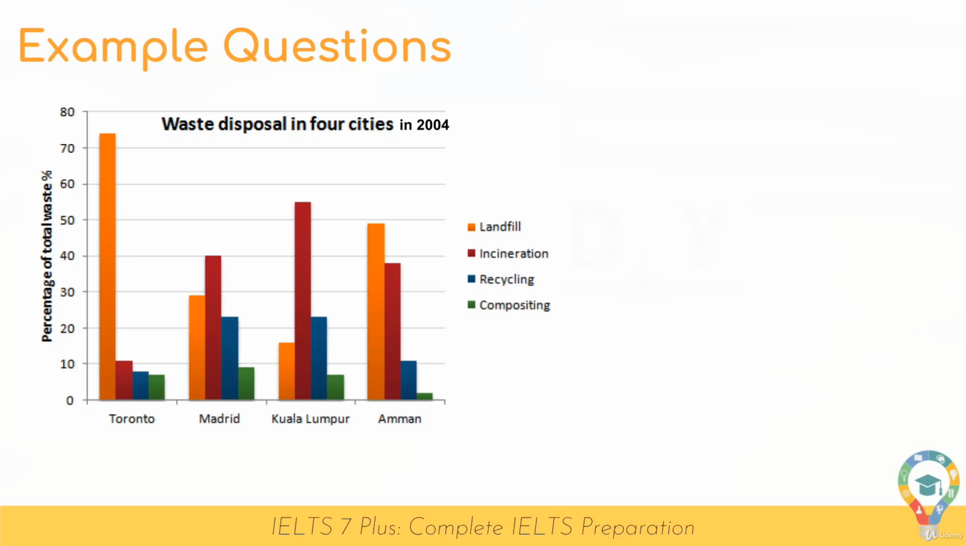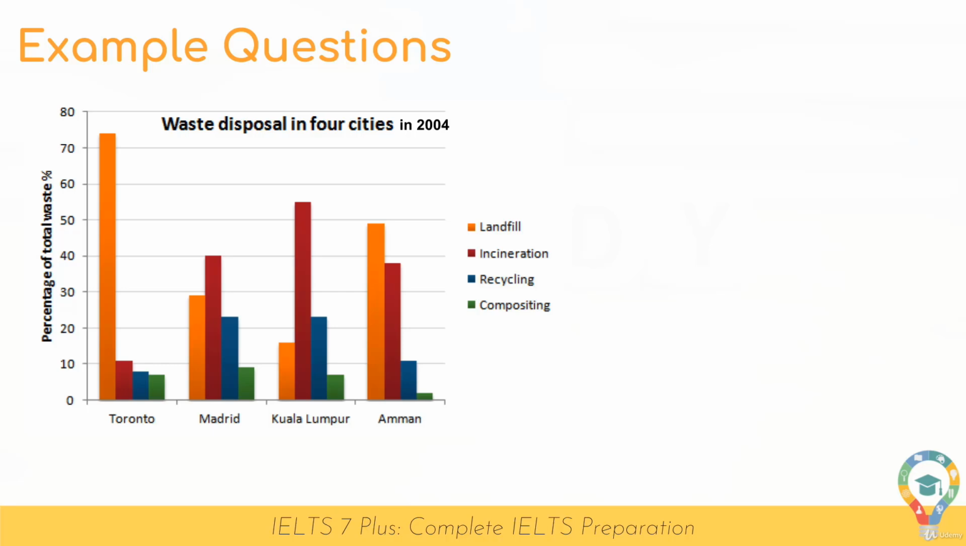Before we see the question, let's talk through the information presented to us. So first we can see that this is a bar graph. Beginning with the title at the top, it's showing us the waste disposal in 4 different cities in the year 2004. To the right, there is a coloured key which shows us the 4 types of data that have been recorded.